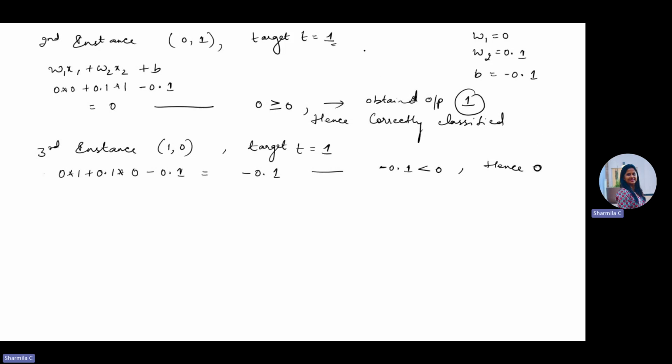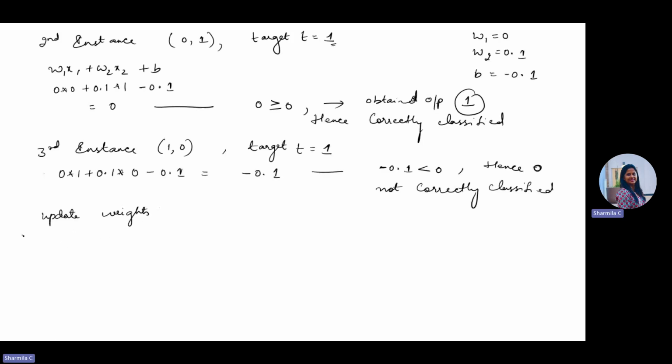So this obtained output is not equal to the target output, so it is not correctly classified. So what do we need to do now? We need to update the weights. So when you update the weights, what do we need to do?